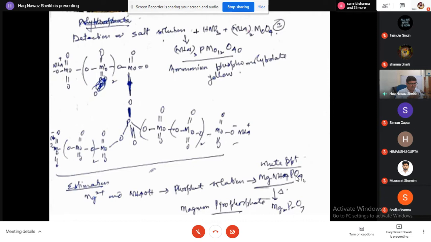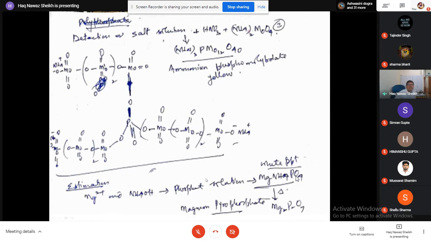So, detection: how is the phosphate group detected in any solid or liquid sample? If you have a solid sample and you want to detect whether this compound contains phosphate or not, if you have done salt analysis in your earlier undergraduate classes, then you take the salt and dissolve it in water, acidify with nitric acid, then add ammonium molybdate, and you get a yellow precipitate which is called ammonium phosphomolybdate, ammonium 12-phosphomolybdate.